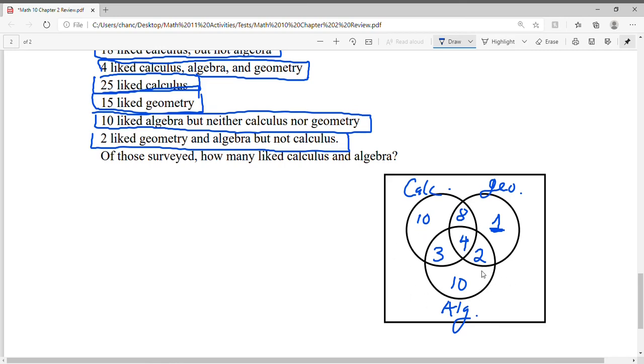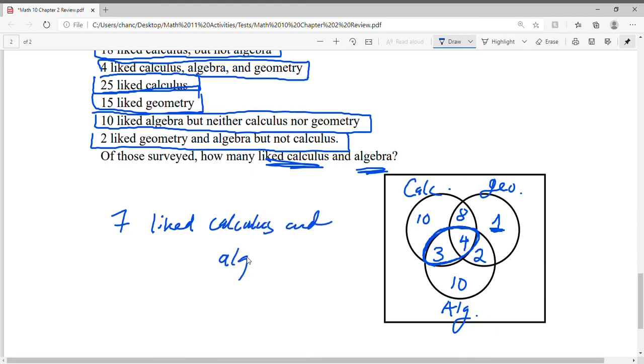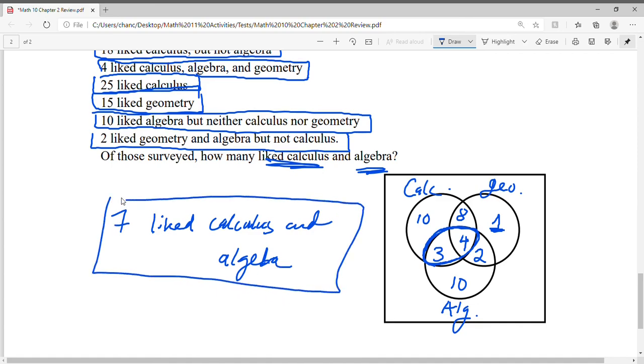So that's our Venn diagram. Double check to make sure your Venn diagram looks similar. So now we can answer the question, how many liked calculus and algebra? That's this region here. So we know there's 7. So don't forget to answer the question at the end. We know 7 liked calculus and algebra.